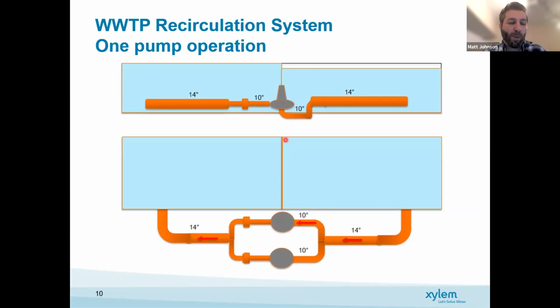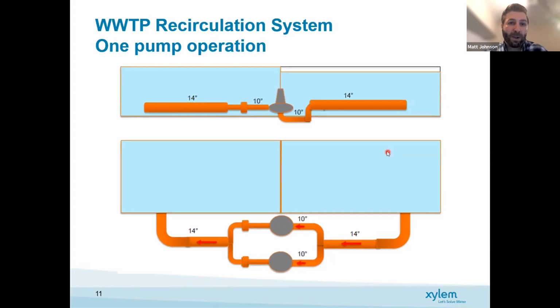So with one pump running, you have that total flow going through that 14-inch, and then it goes through a single 10-inch and then out through the 14-inch pipe. So with that volume, you have a slower velocity in the 14-inch line, and then it increases in that 10-inch line. So that higher velocity is going to increase your friction losses going through this 10-inch section.